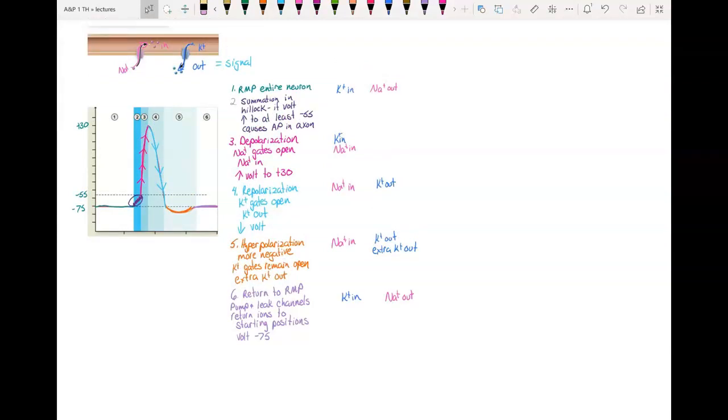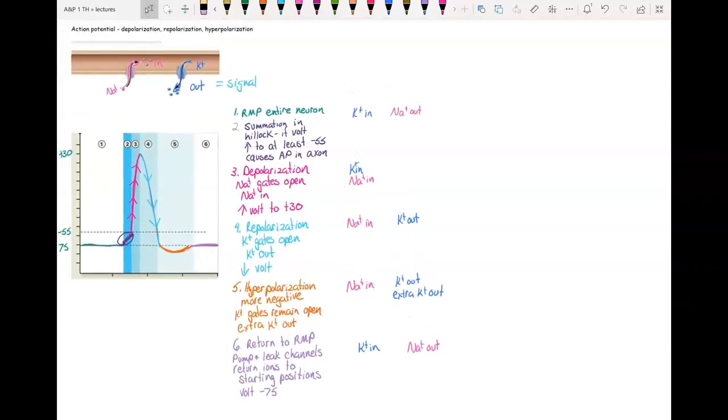And steps 3 and 4, depolarization and repolarization, these two steps together are considered an action potential. So whenever you're talking about action potential, that's what you're talking about, depolarization and repolarization. And that is the signal.